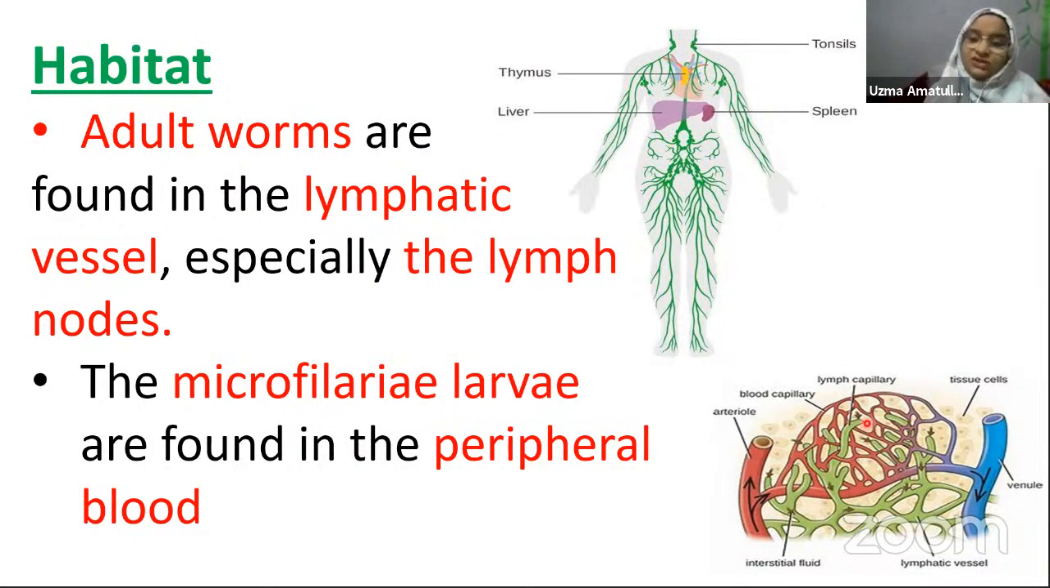So here this is lymph. So these parasites live in the lymphatic vessels and in the lymph nodes. What are lymph nodes? Here you see these round structures, green color ones. These are called lymph nodes. Now the microfilaria larva, the adult form is seen in the lymphatic vessels and the lymph nodes. And the microfilaria larva form is found in the peripheral blood. Peripheral means the outer, below the skin, the blood vessels which are just below the skin. That is called peripheral blood.